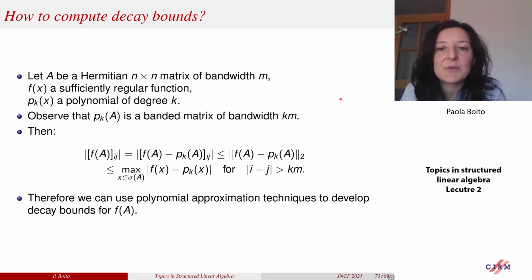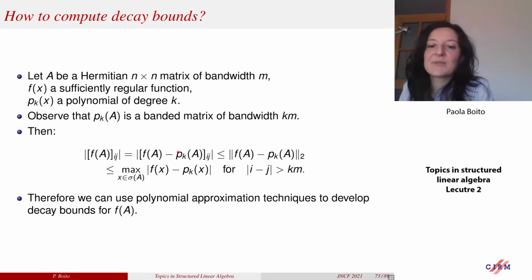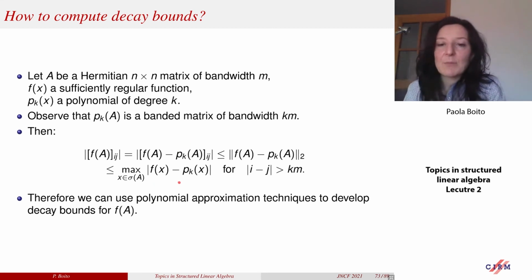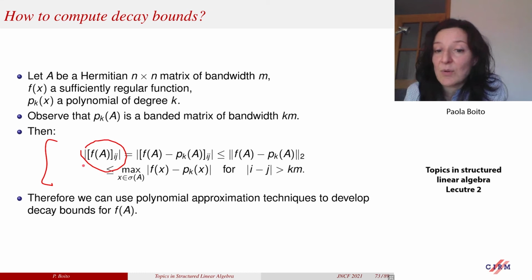Okay, I won't go into the details of how these decay bounds are computed, but the main idea is that we want to have good polynomial approximations of our function. And really, this main idea can be condensed in two lines of computations. If we look at the entry ij of f of A, and we would like to give a bound on this quantity, what can we say? We take a polynomial approximation of our function f with a polynomial degree p.